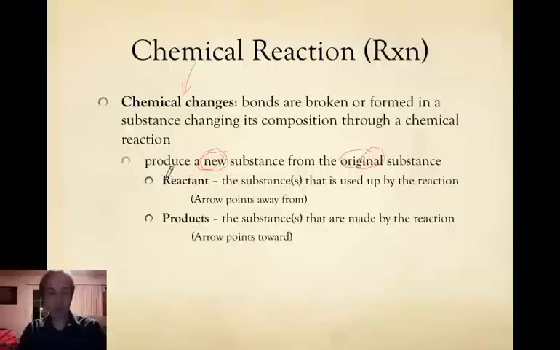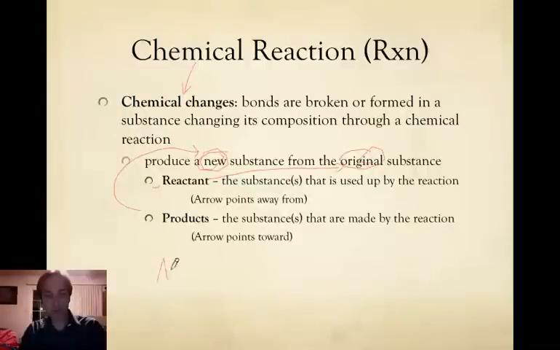Now we have a special name for this. A reactant is the original substance. So the reactant's the original, and then the new substance would be the product. So products are the new substance, reactants is the original. Another way of defining it is a reactant is a substance that is used up by the reaction, whereas a product is something that is made by the reaction.